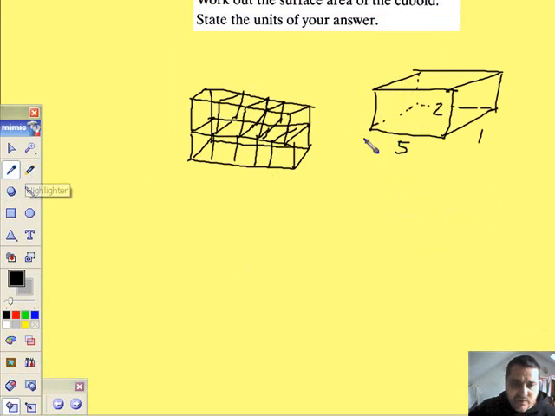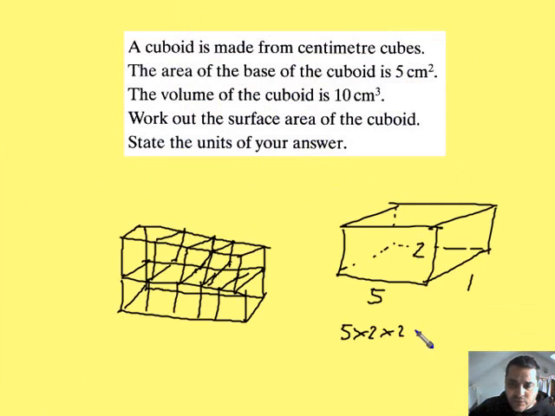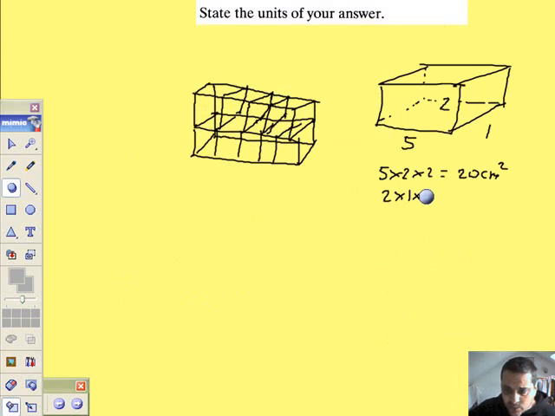At the front I've got a 5x2 face. I've got one at the back as well. So 5x2, and I've got 2 of them. Well, that comes to 20 centimetre squared of surface. Here I've got a 2x1, and of course I've got 1 at the back as well, so let's just double that up as well.